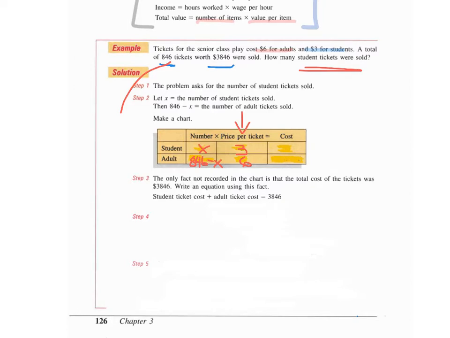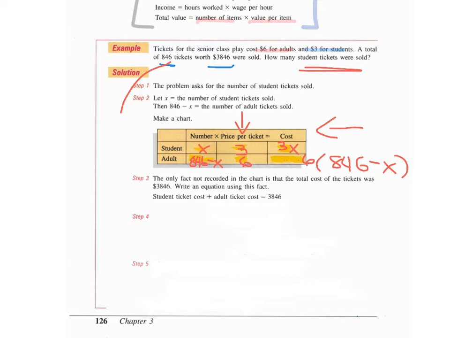Now again, remember the formula for cost is number times price. So again, I'm going to multiply straight across the row. So X times 3, and my cost there is going to be 3X. And then I'll multiply across the row for adult, and I'm going to represent it as 6 times the 846 minus X. I'm not going to distribute it yet. So here, all I know is that I've sold 846 tickets. I collected an amount of $3,846, and I know the cost per ticket.